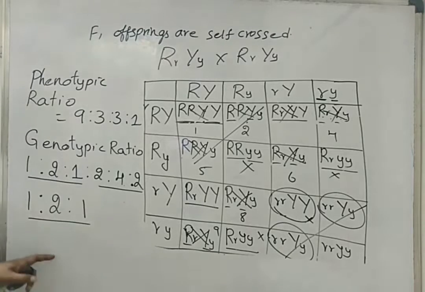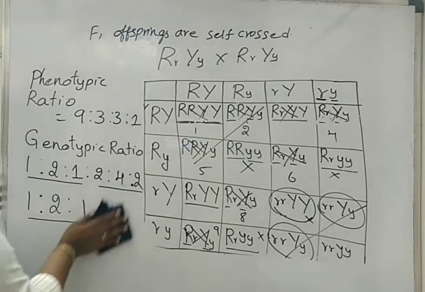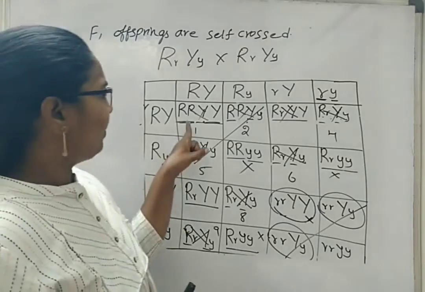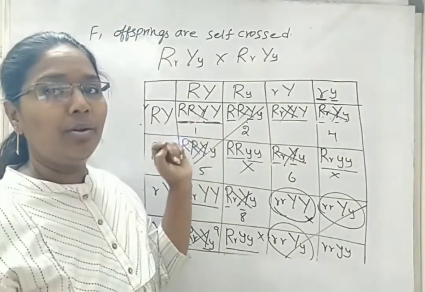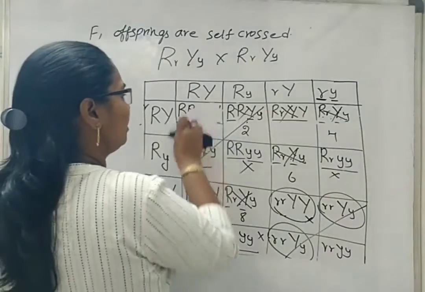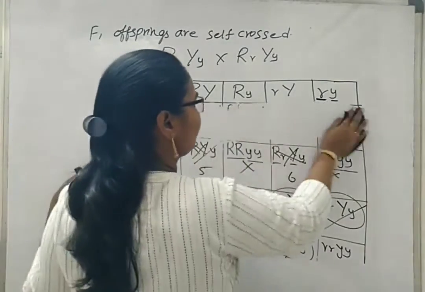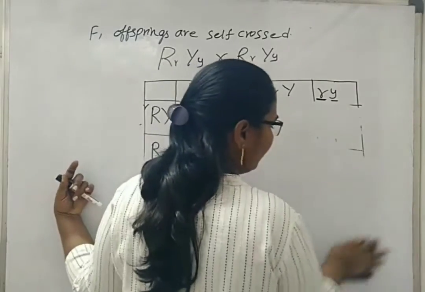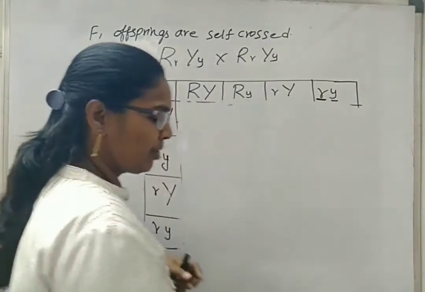Now, we will see another type of allele forms, and how they are asked as MCQs. In this, the parental phenotypes round and yellow are 9 in number. Now I will tell some of the MCQ models here, from which there is a possibility of questions being asked.